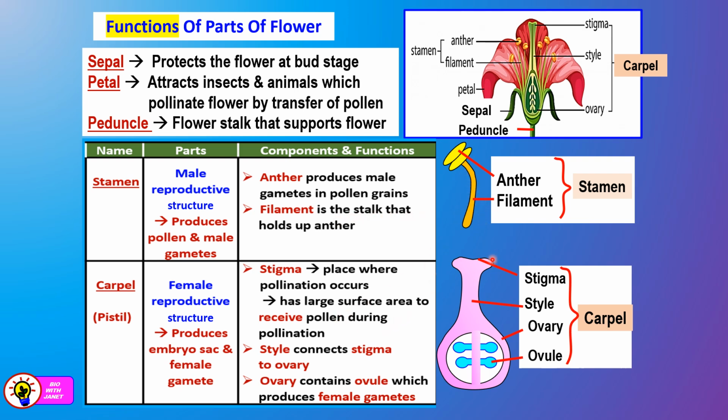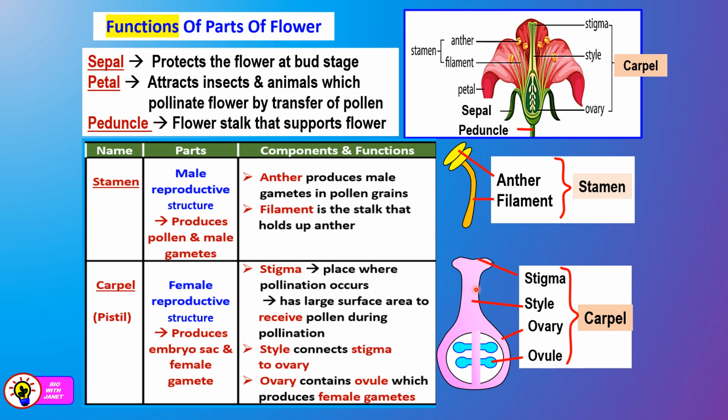Now, the carpel shown here is called the female reproductive structure because it produces the embryo sac and the female gamete, which we will study in the next video. Now, what are the parts of the carpel? You can be asked, why is the carpel called the female reproductive structure? The answer is because it produces the embryo sac and the female gamete, which is the egg cell or ovule.